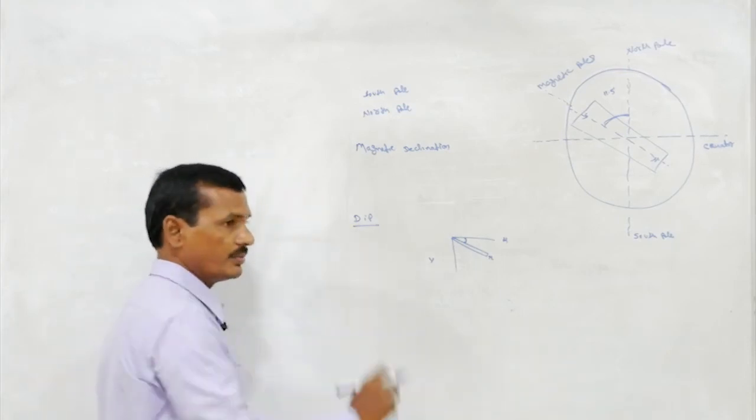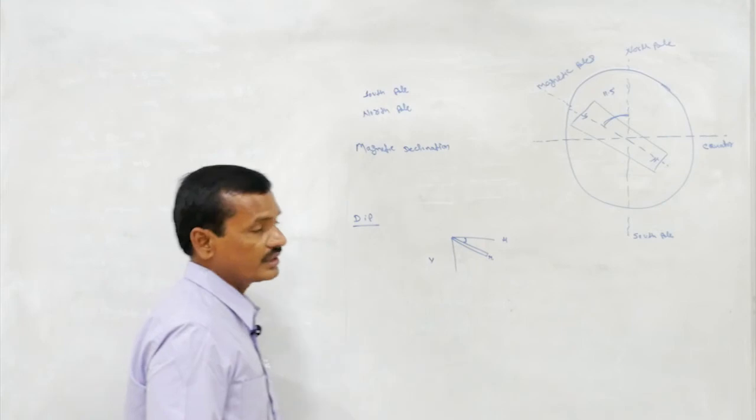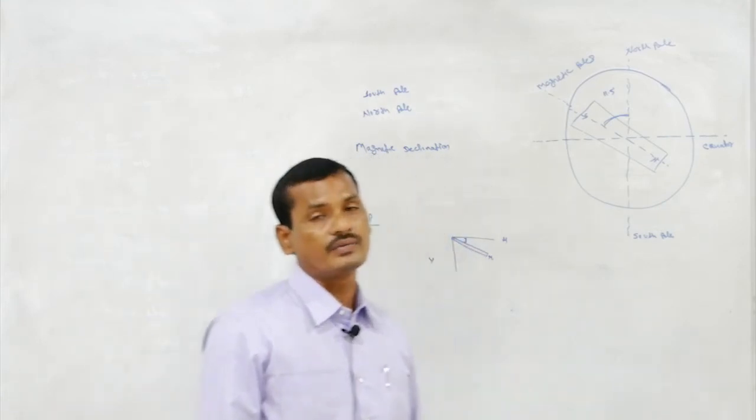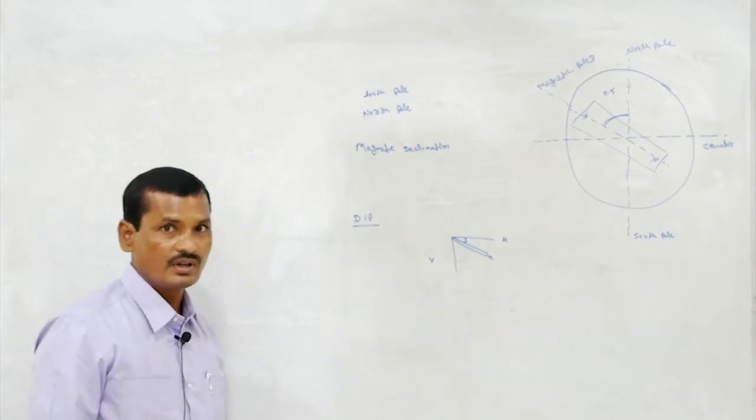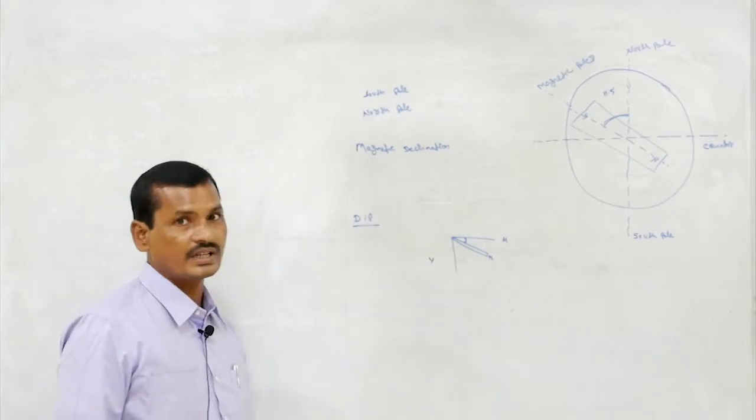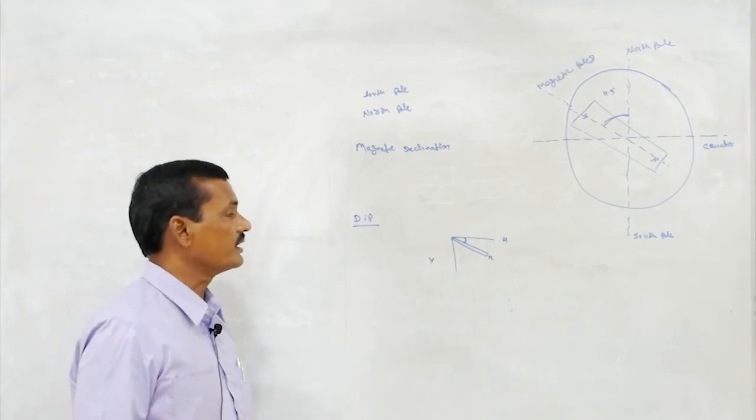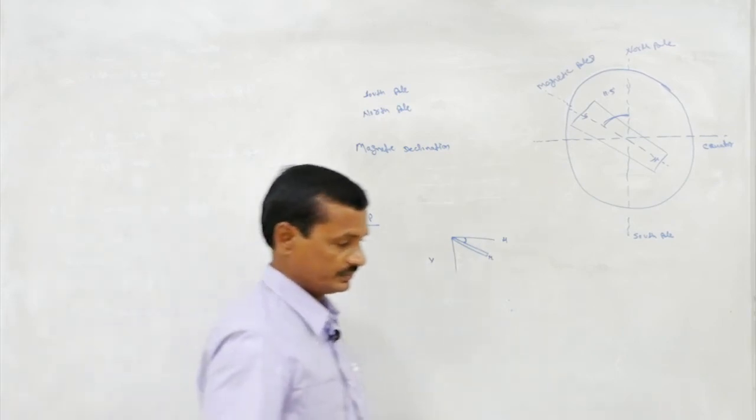That is called dip. Now, magnetic declination and dip can be used in the navigation of aircraft and ships. While traveling, pilots and captains use the particular direction given by the magnetic declination and dip.